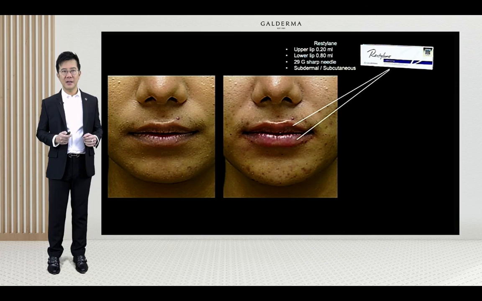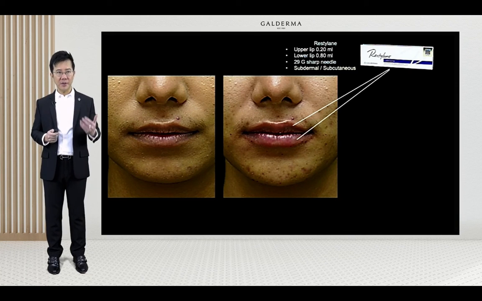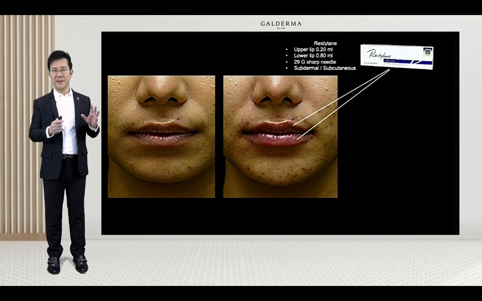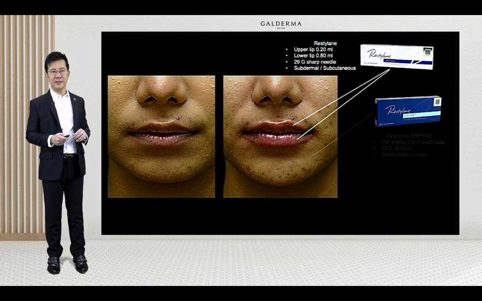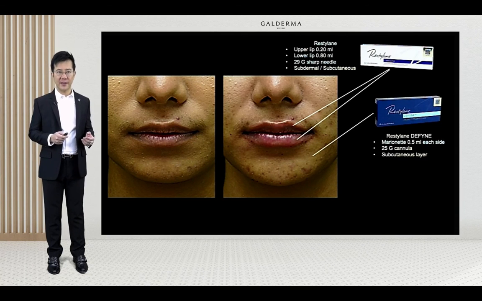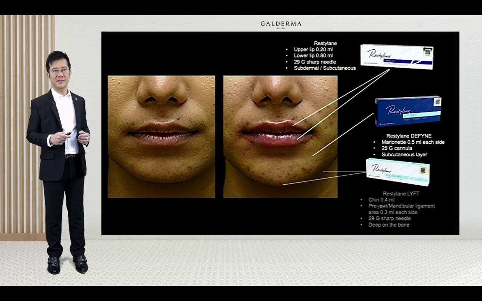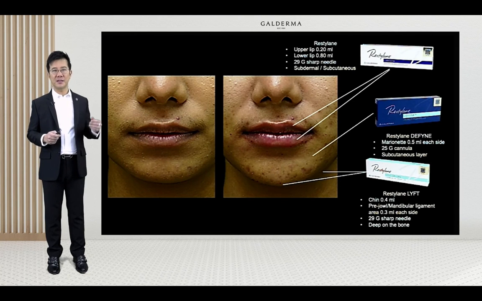As you can see, I focus more on the lower lips, and actually we could add a little bit more on the lower lip in this case, but with limited budget, I think this is suitable for her in this session. And again, I use OBT, a more flexible product, in movable parts like the marionette area, 0.5 ml each, and Resilient Lift to support deep structure, chin, mandibular border under the mandibular ligament.